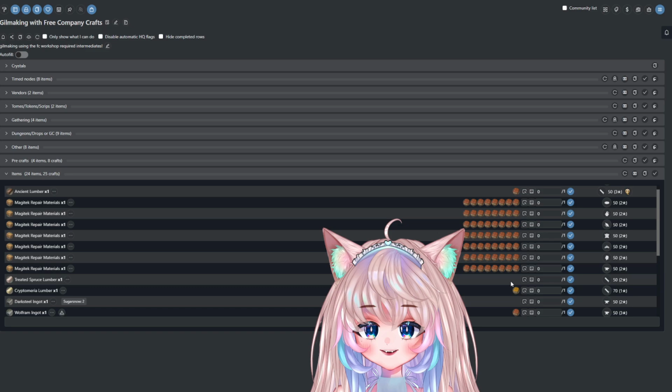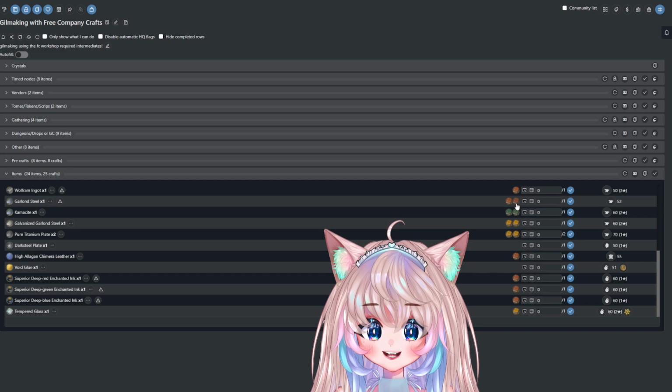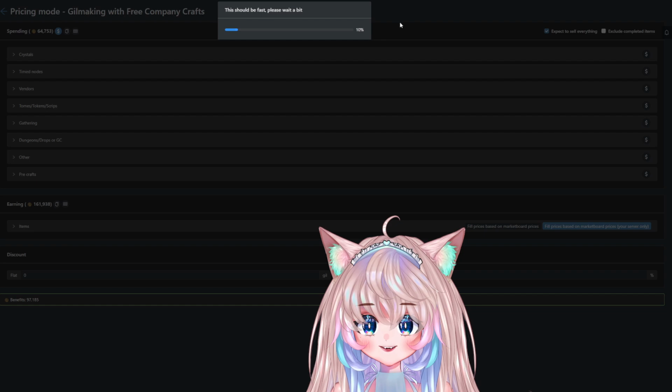what masterbook do I need for this? Do I need a masterbook for this specific item? You can go ahead and see what masterbook is required here by these little books signified to the right side. So let's go to pricing mode, click the spending tab up here, and then fill prices based on your market board prices, your server only.